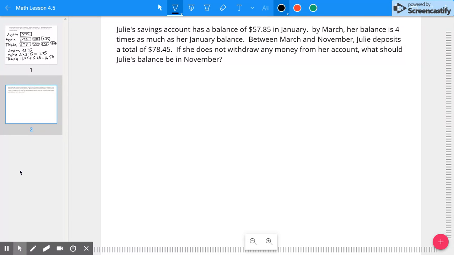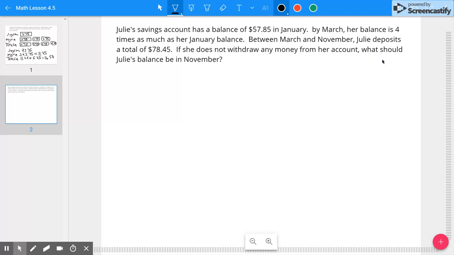Let's look at one more problem. Julie's savings account has a balance of $57.85 in January. By March, her balance is 4 times as much as her January balance. Between March and November, Julie deposits a total of $78.45. If she does not withdraw any money from her account, what should Julie's balance be in November?